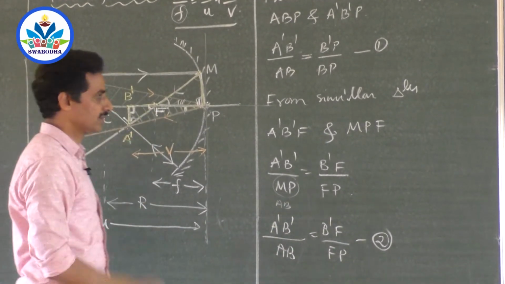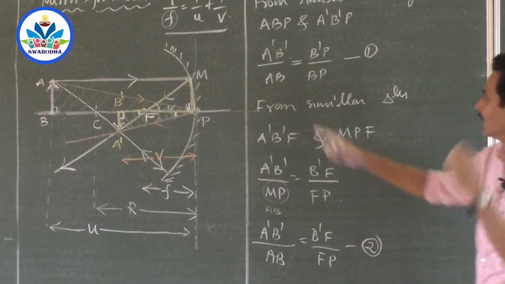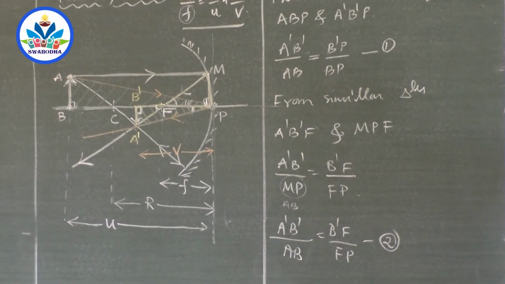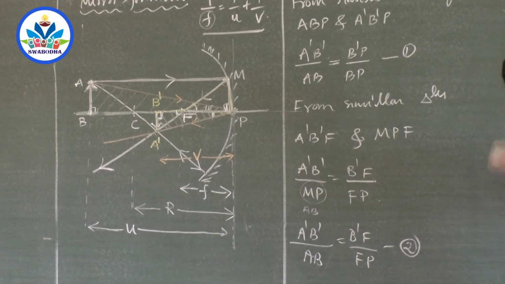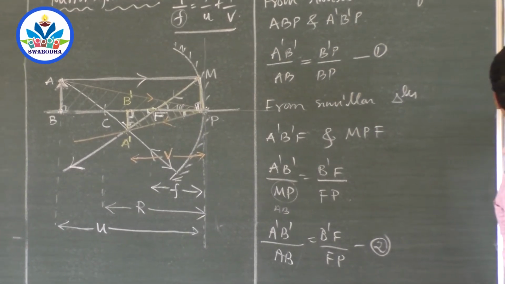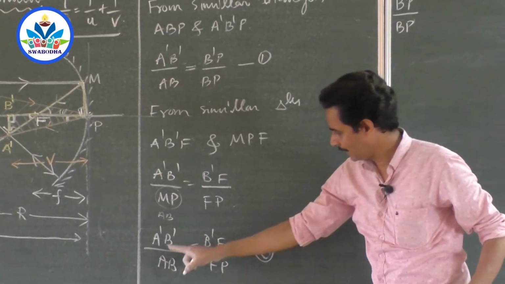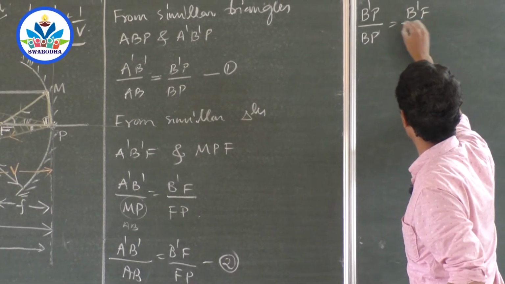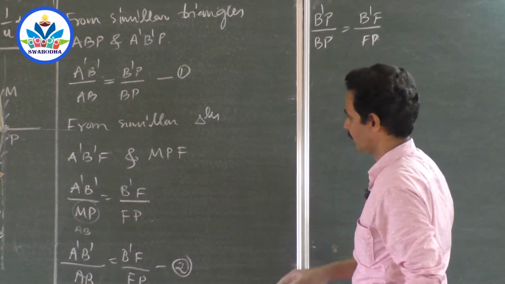Now see equations 1 and 2. The left hand sides are the same, A dash B dash by AB, A dash B dash by AB. So the right hand sides should be the same. So what you will get from this is B dash P by BP, the right hand side of the first equation, equal to B dash F by FP. So this is the next equation from these two.